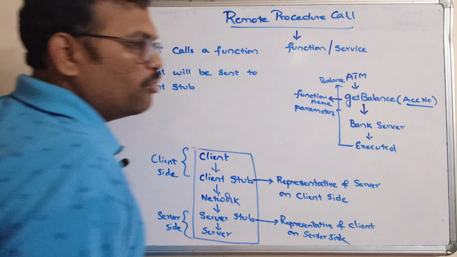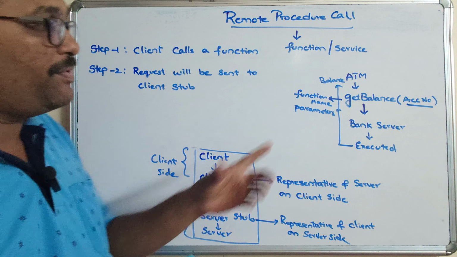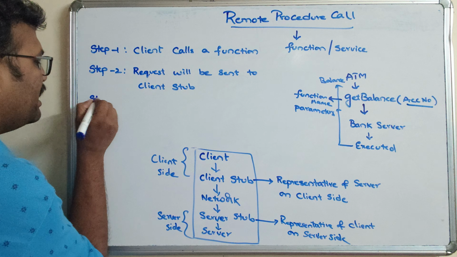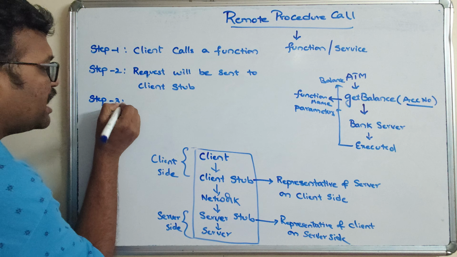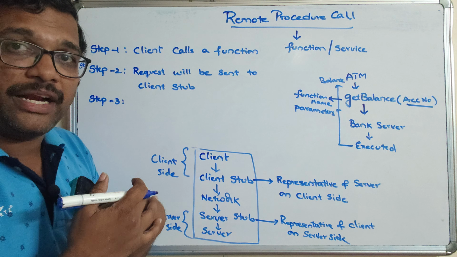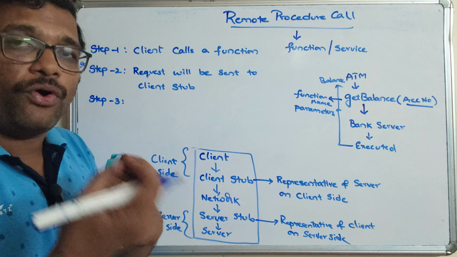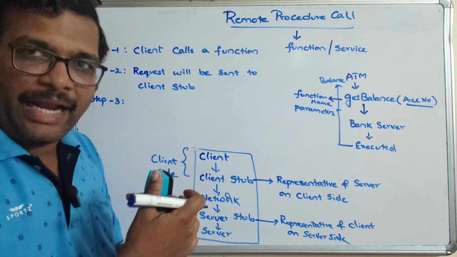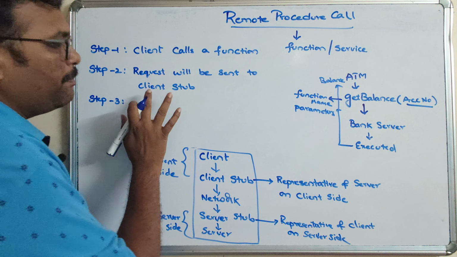Here the parameter is an account number, right? So along with the function name there will be some parameters. That will be converted into a message which can be transmitted towards the network. The same thing cannot be transmitted over the network, right? There will be one format that is accepted for transmission in the network. That work will be done by the client stub.